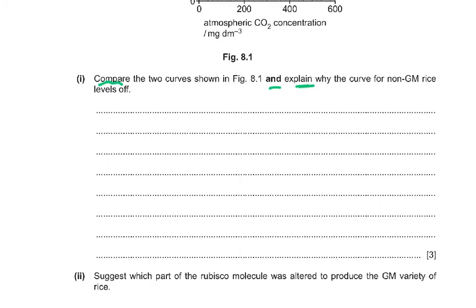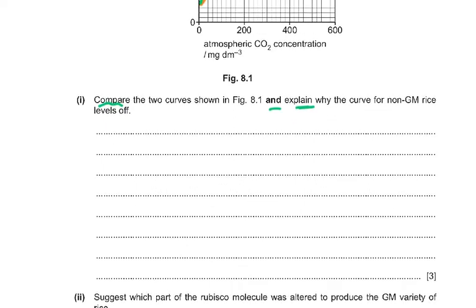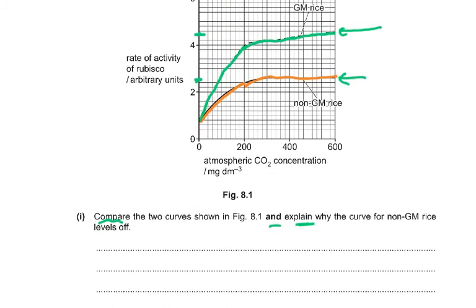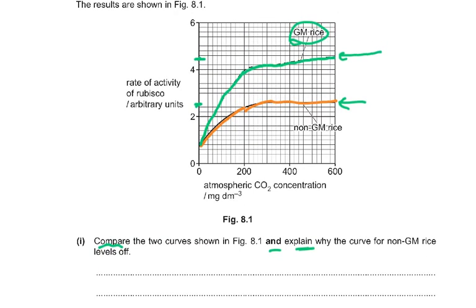Now what can you do for the comparison? Higher rate of activity in GM rice throughout. So let's look at the graph. Higher rate of activity in the GM rice throughout. At low CO2 concentration, rate of activity for both increases. So it increases here as well, and this also increases in this 0 to 200.